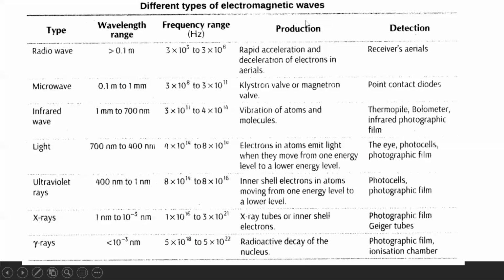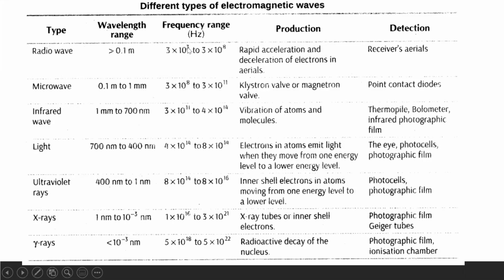Here you can see a table where the different types of electromagnetic radiations are given, and their wavelength ranges are given. What is meant by nm? Nanometer. Nanometer means 10 raised to how much meters? 10 raised to minus 9. That is right. And millimeter, you know, is 10 raised to minus 3. And here you have the frequency range of each of these radiations. Let us see how each one of them is produced.